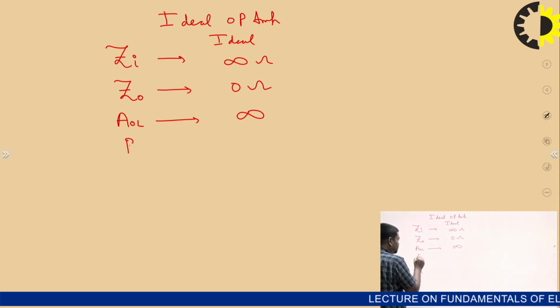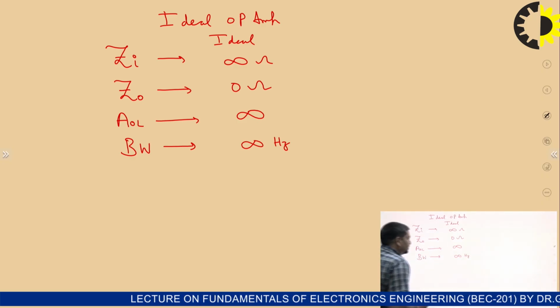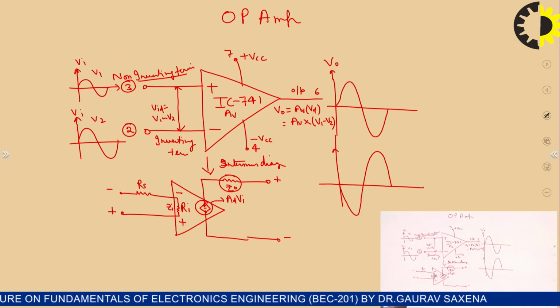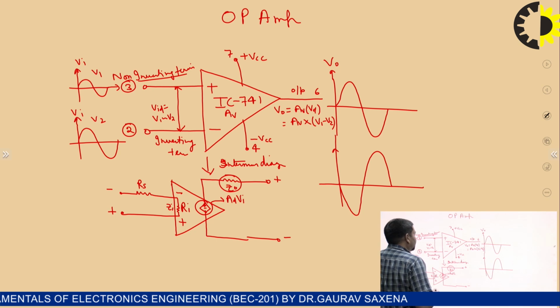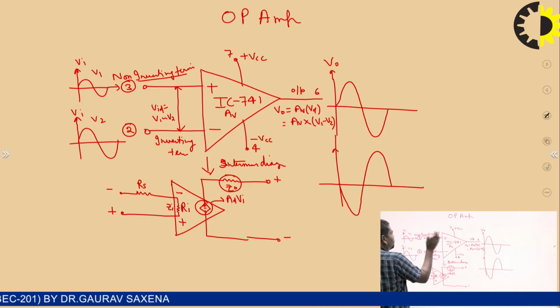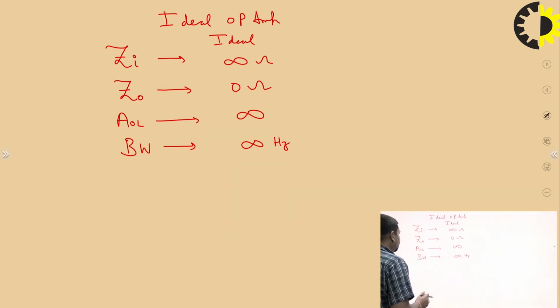And the fourth one is the bandwidth. Bandwidth is infinite hertz. What is the meaning of the bandwidth being infinity? In practical terms, the op-amp has a bandwidth of 1 megahertz to 2 megahertz. But in the ideal case, whatever signal you give to that particular op-amp, it can amplify. So we can say the bandwidth of an ideal op-amp should be infinite.